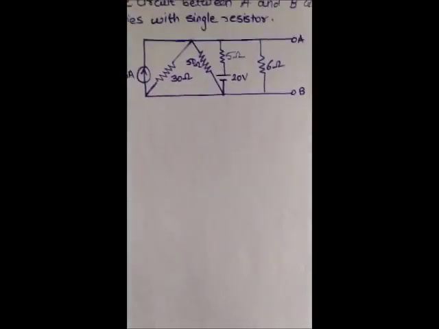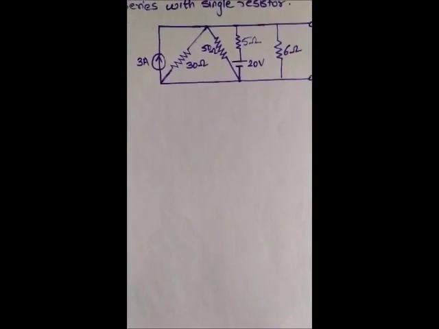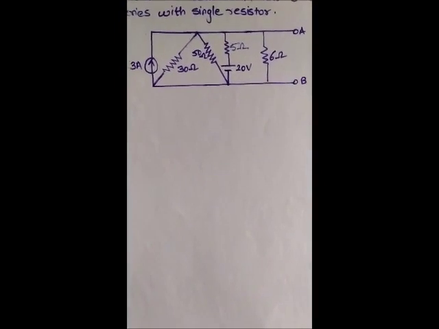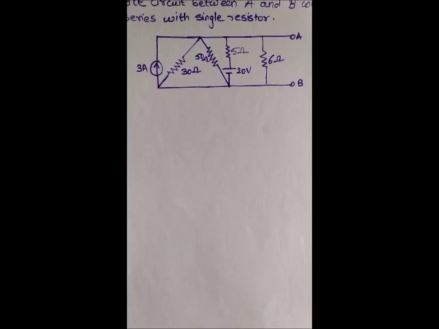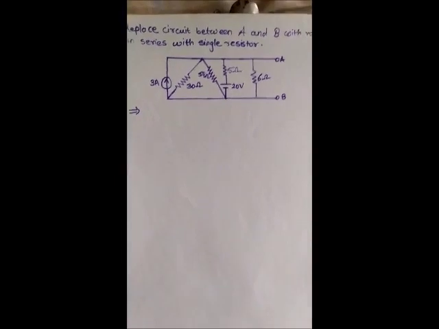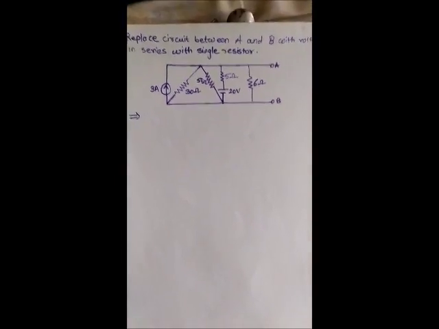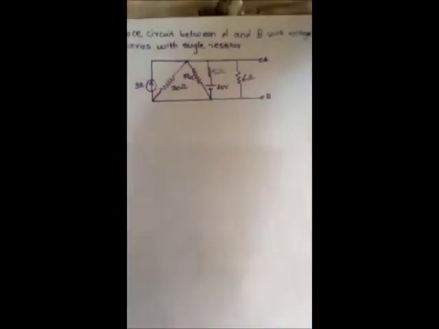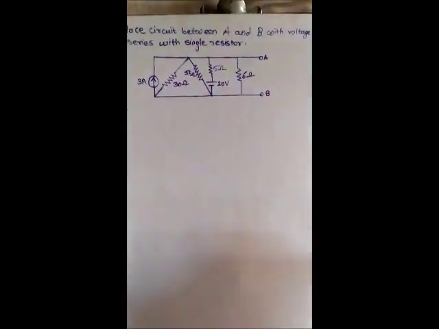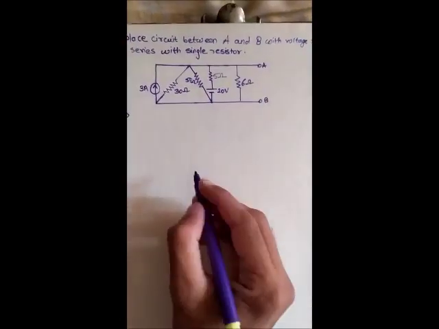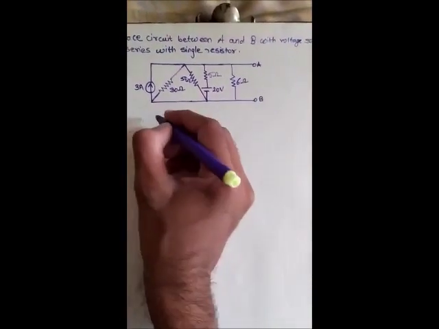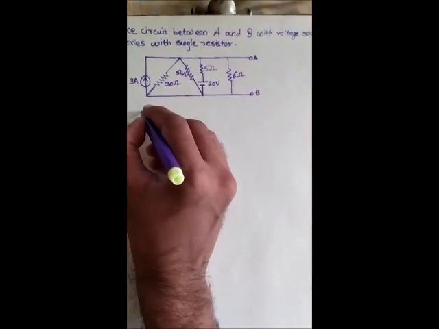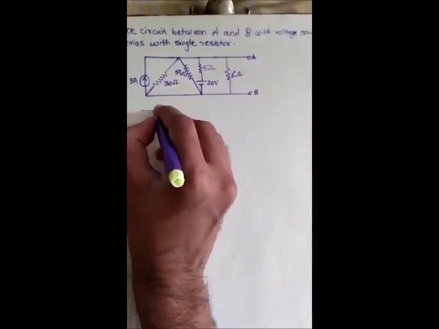Now the circuit given, I will show to you. I will put the camera nearer to it. Like this type of circuit is given to you and you have to find out the voltage in series with the single resistor. Then how to find out? First of all, we will convert the given circuit into a simple circuit so that it is easier for us.